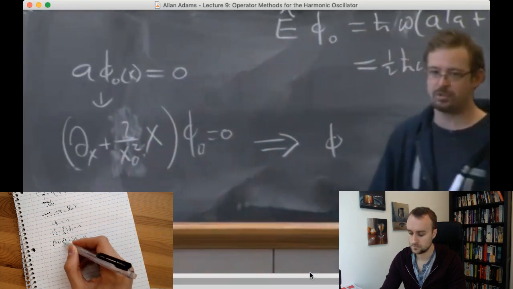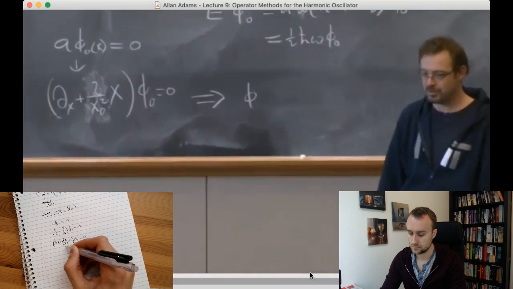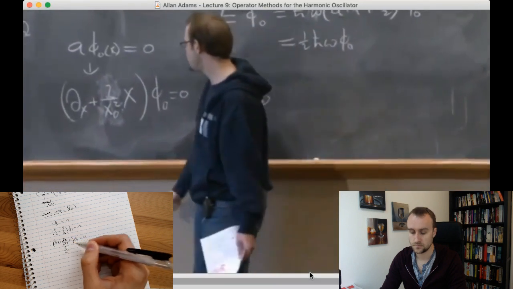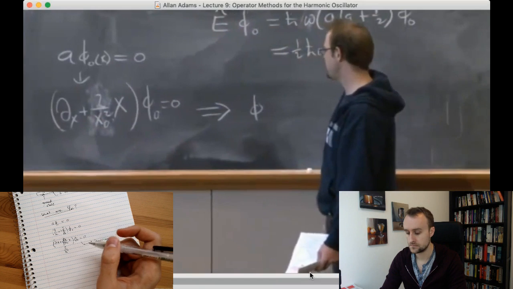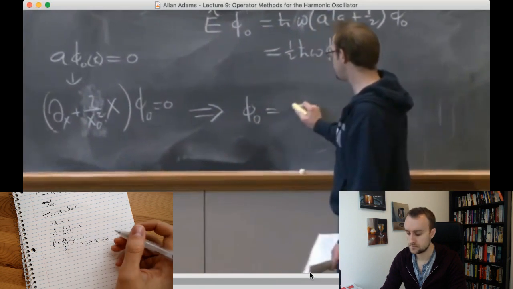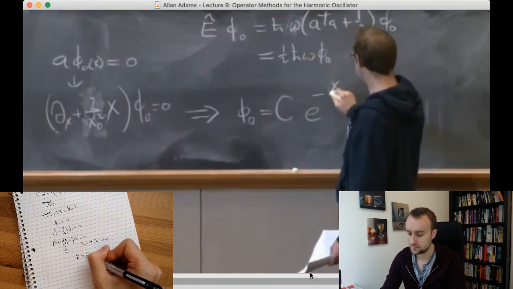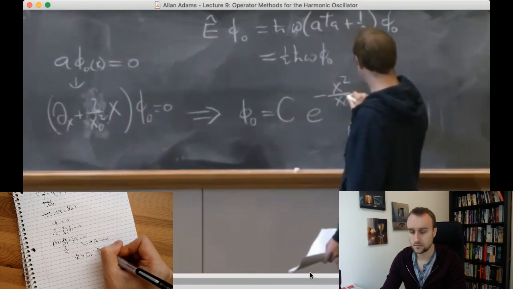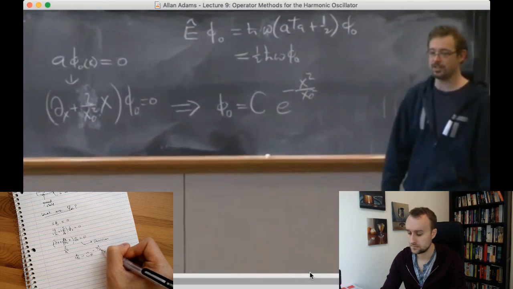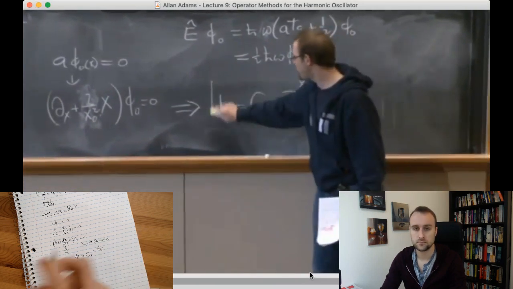You remember I said it would be useful to remember that p naught times x naught is 2 h bar? It's useful. So it gives us this. And so the result is that phi naught is equal to, up to an overall normalization coefficient, e to the minus x squared over x naught squared. Solid. Okay, so there, we've solved that differential equation.